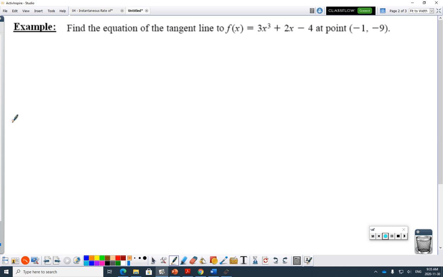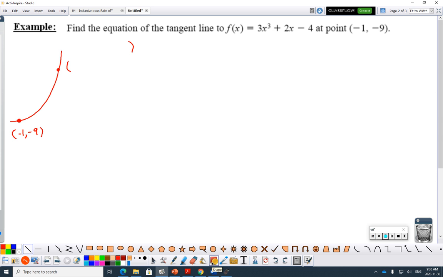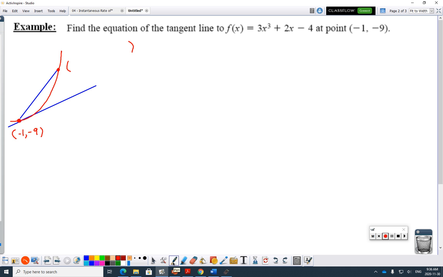Same picture. I love this picture. This picture is the same in all the examples. You got your initial point, -1, -9. You got your other point, which I'll deal with in a second. We're trying to find the slope of the tangent, so I'm going to draw the tangent on there in another color. Yes? Trying to find the slope of that tangent, and how are we going to do it? We're going to use some secants. So there's tangent.